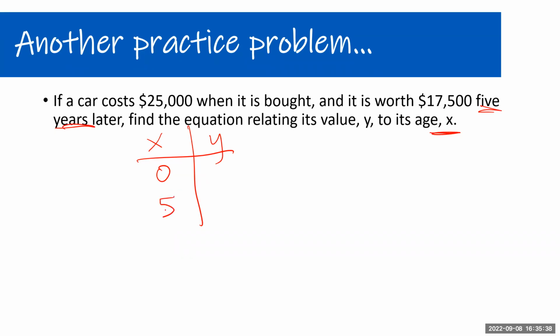So those are my x values. My y values, when I first bought it, it was $25,000. And then 5 years later, it was $17,500. Okay. Now we have 2 points to use our calculator. Definitely pause and make sure you can get the solution.